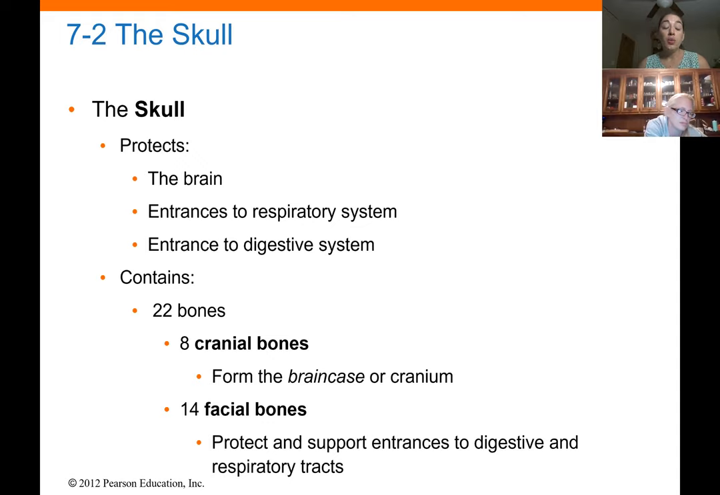So the cranial bones are forming the case that protects your brain, okay? And then the facial bones are right here up in front that are associated with your face. And those are involved with supporting and protecting your respiratory and digestive systems.